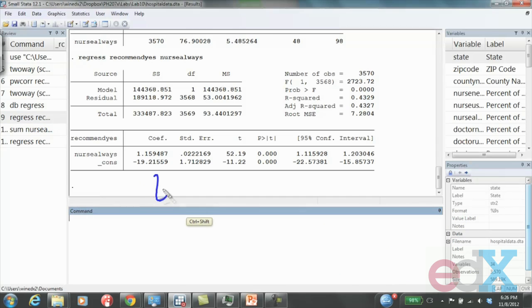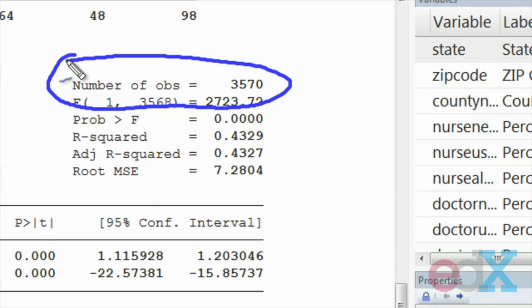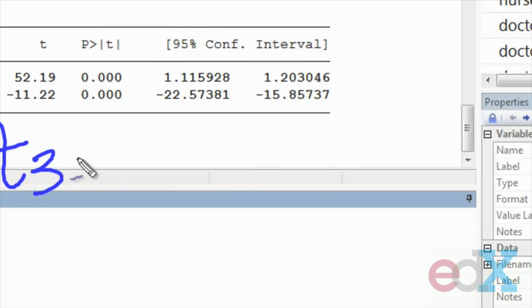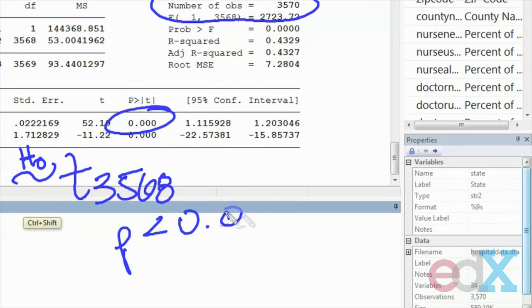Now I know that under my null hypothesis, my t-statistic follows a t-distribution with n-2 degrees of freedom. And I see up here that my number of observations is 3,570, so it would be 3,568 degrees of freedom. And this corresponds to a p-value that's very small. My p-value is less than 0.001. And therefore, I would reject my null hypothesis and conclude that the percent of patients who say that a nurse always communicates well is positively correlated with the percent of patients who would always recommend a hospital.